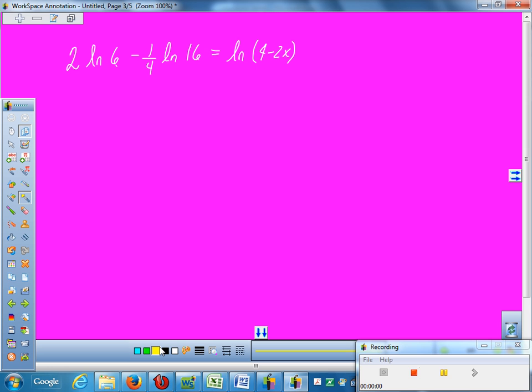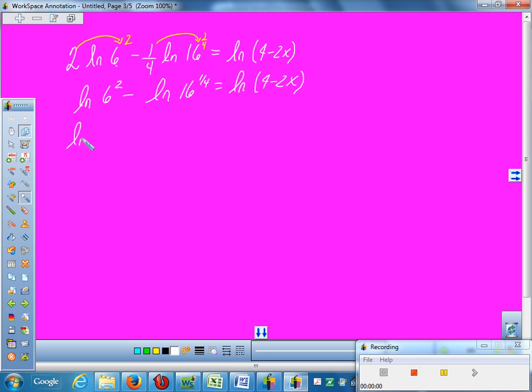So we're going to use the power rule in reverse, and we're going to pull those numbers back up. Now the important one is this second one, the 1/4. When you pull it back and put it on the 16, do not move the negative sign. Leave the subtraction there. It'll make a nightmare for you if you move the negative sign. So what I actually have here then is the natural log of 6 squared minus the natural log of 16 to the 1/4 power equals the natural log of 4 minus 2x.